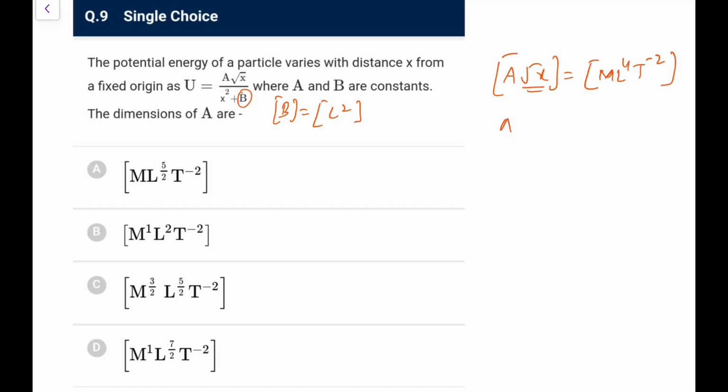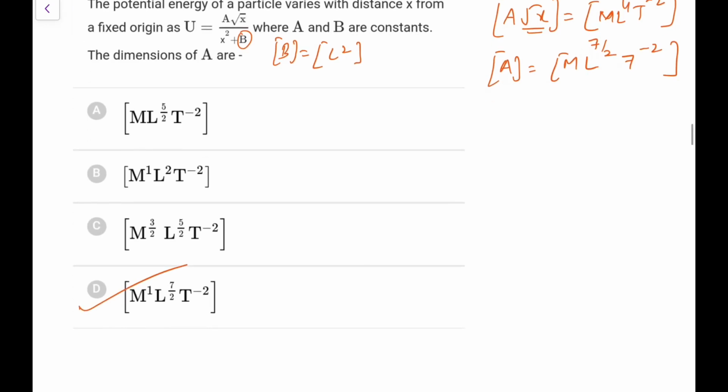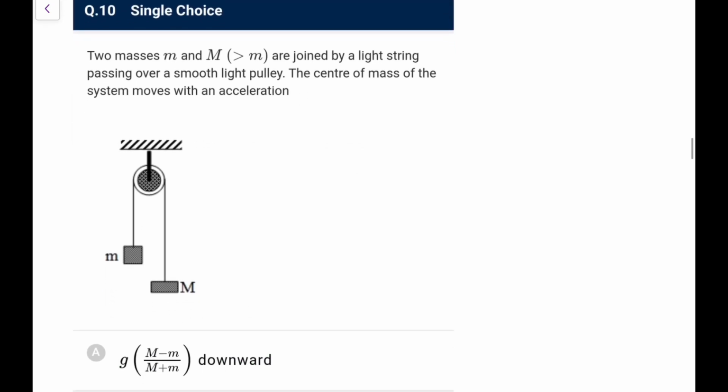This is L to the power half, so A would be ml4 minus half, that is 7 by 2 t minus 2, that is what we are getting. So going by the options, this is D. Again, not that tough one here.